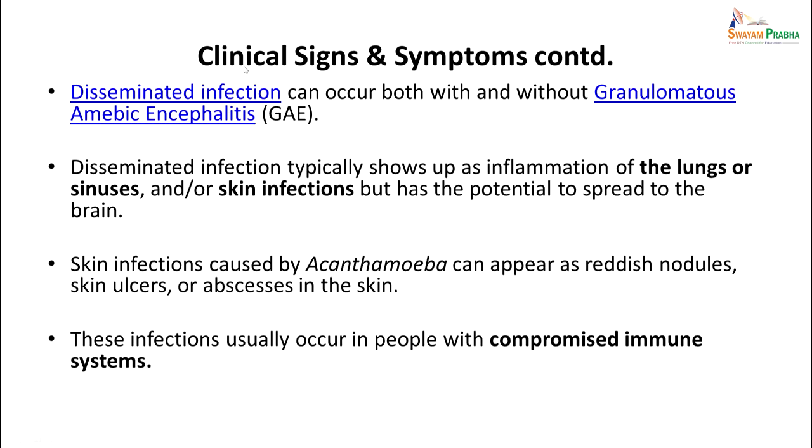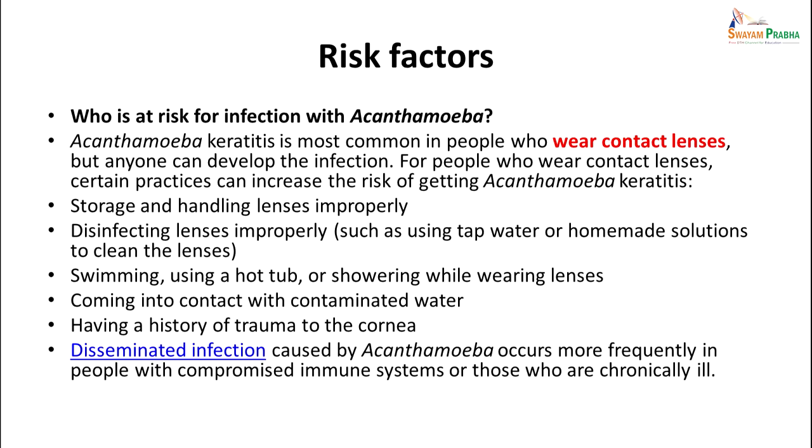Disseminated infection can occur both with and without granulomatous amoebic encephalitis, and typically it shows as inflammation of the lungs or sinuses and may also show infection of the skin, but has the potential to spread to the brain. Skin infections usually appear as reddish nodules, skin ulcers or abscesses. These infections usually occur in compromised human beings who have an immunocompromised system.